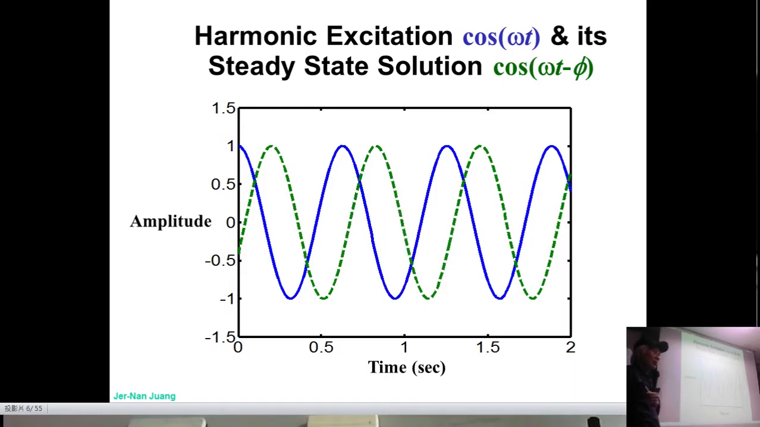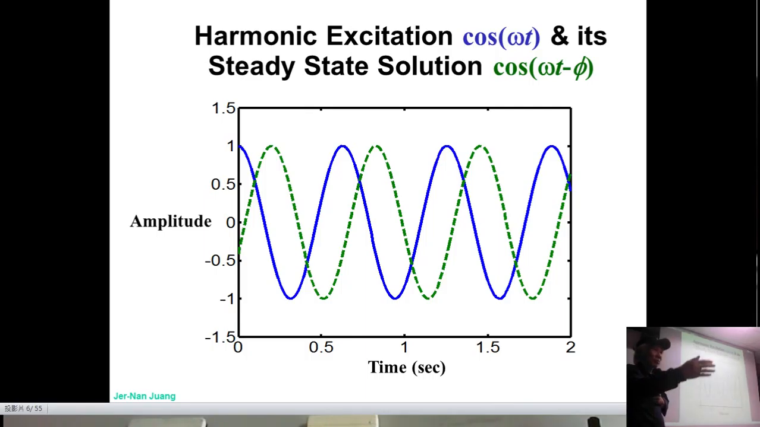Harmonic excitation. A harmonic excitation excites the system. We expect to have a phase angle lag, like for example, like this. The blue line is your forcing function. The green line is your steady state response. So your steady state response will have some angle delay.